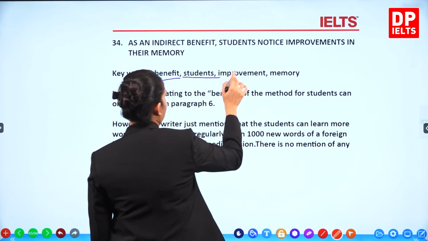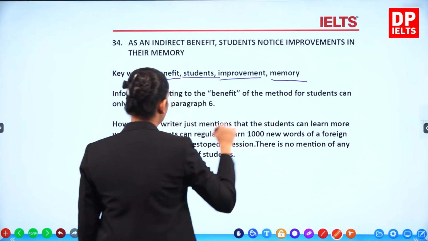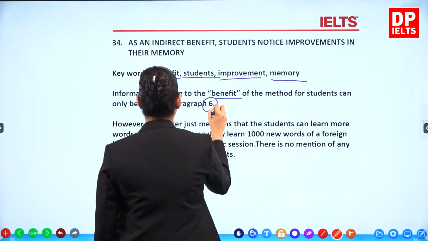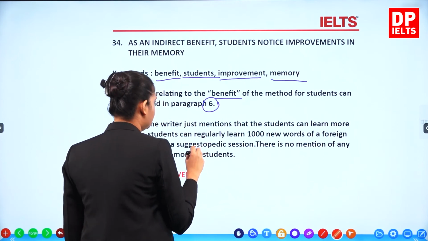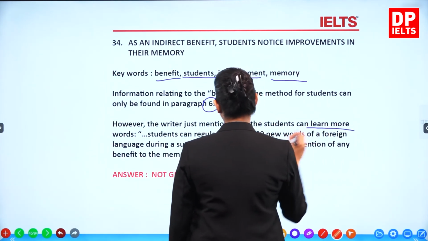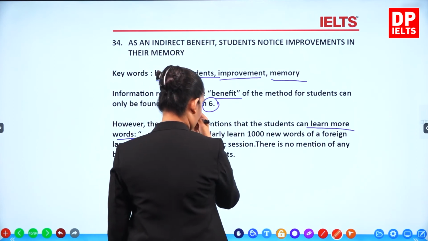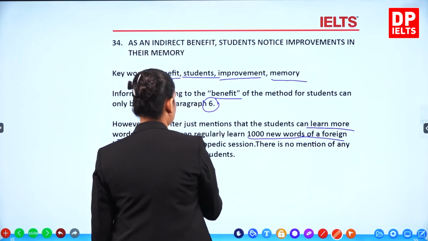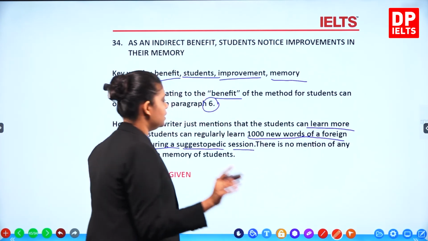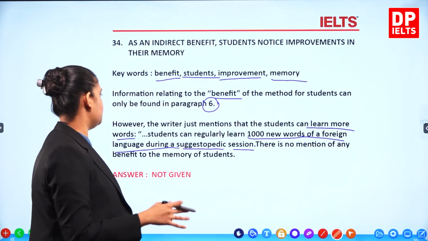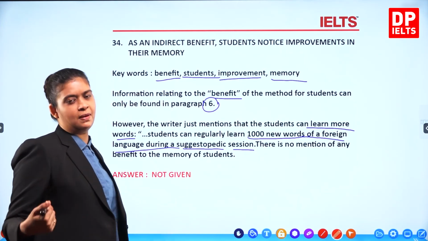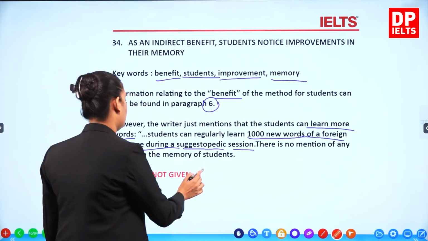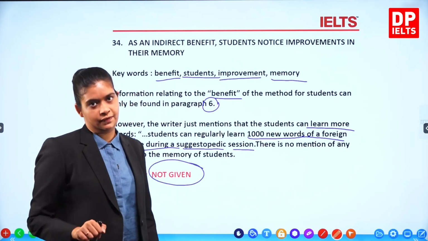34. As an indirect benefit, students notice improvements in their memory, right? Benefit students, improvement memory. Information relating to the benefit of the methods for students can only be found in paragraph 6. However, the writer just mentions that students can regularly learn 1,000 new words of a foreign language during a suggestopedic session. There is nothing mentioned that students benefit in memory, or any benefit directly concerning the memory of a student. So therefore, I would say the answer is not given. Okay?